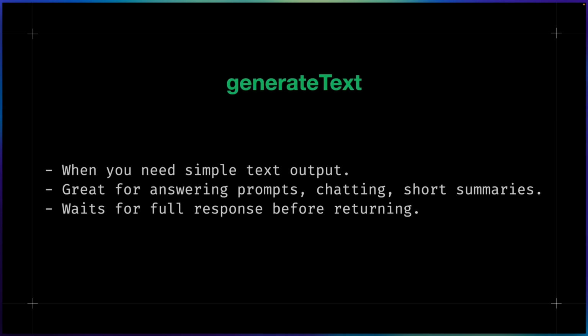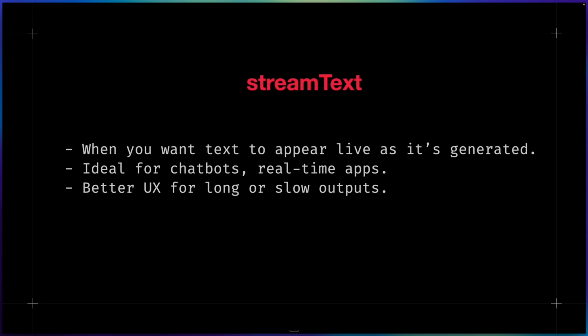First up, generate text. Use generate text when you want a simple, full response. It's perfect for summarizing content, rewriting emails or documents, and getting quick answers without needing live interaction. Next is stream text. Use streamText when you want to improve UX in real-time applications, like chatbots, live writing apps, or anything where waiting feels bad. It streams words as they come, keeping the user engaged.